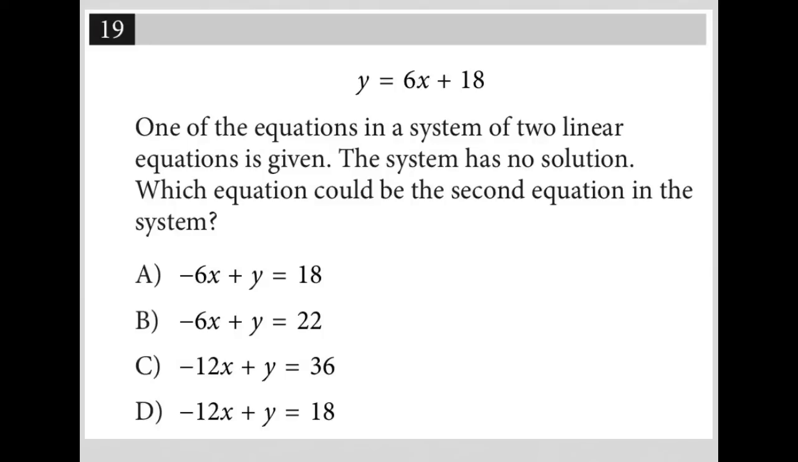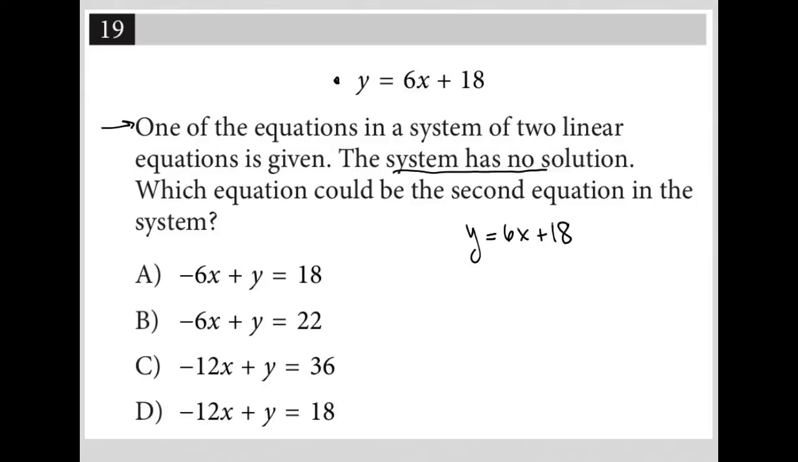So this question starts off by telling us that y equals 6x plus 18. The question goes on to say one of the equations in a system of two linear equations is given. So I'm going to just rewrite this, knowing that I need to have another equation underneath it for our system. The system has no solution.